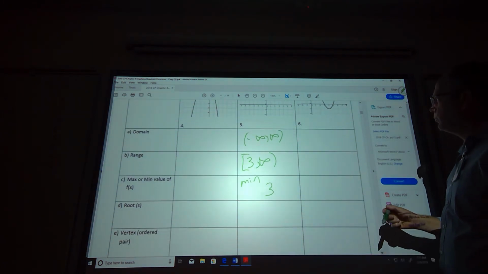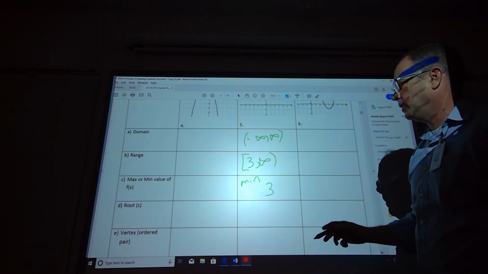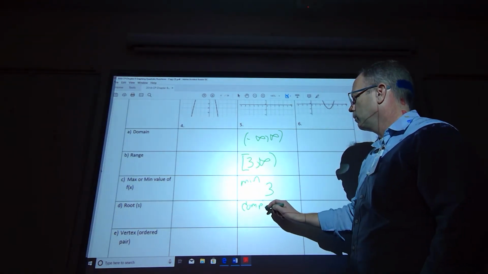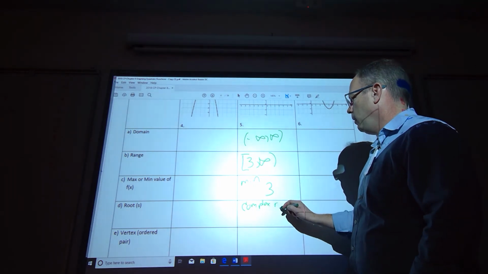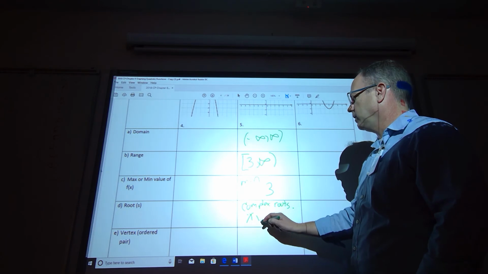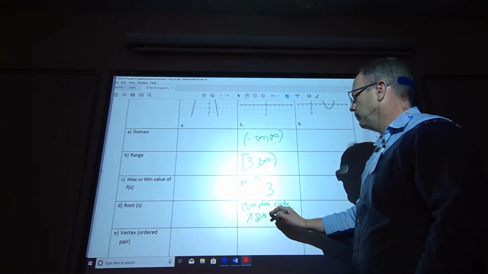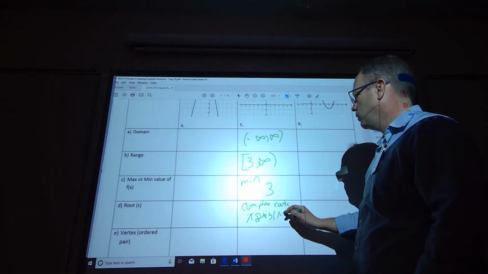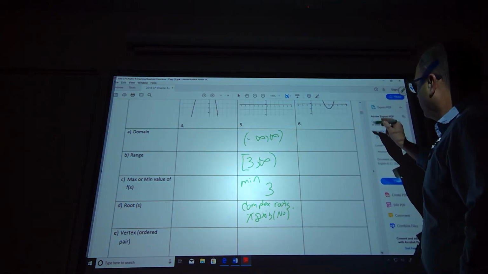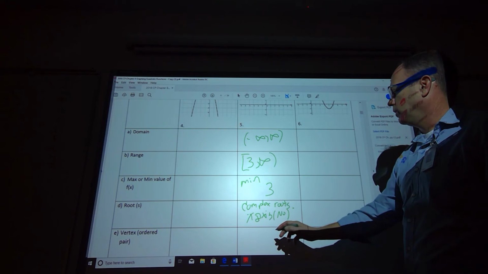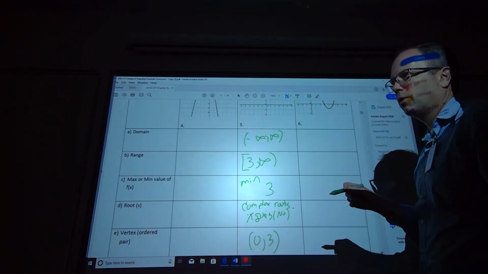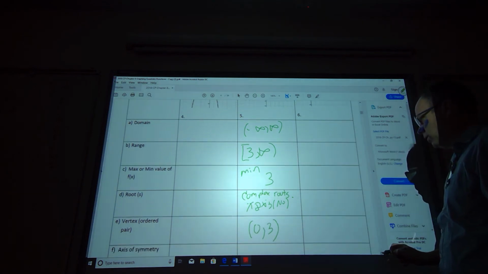Do we have any roots? When we looked at the picture, it does not cross the x-axis. So our roots are actually called complex roots. And we will explain more of that later because it does not cross the x-axis. Okay? The vertex has an ordered pair. I forget what the vertex was. Oh, it was 0, 3 was our vertex because 0, 3 was the lowest point, so that's a turning point.